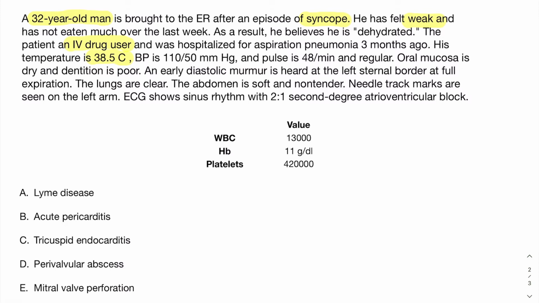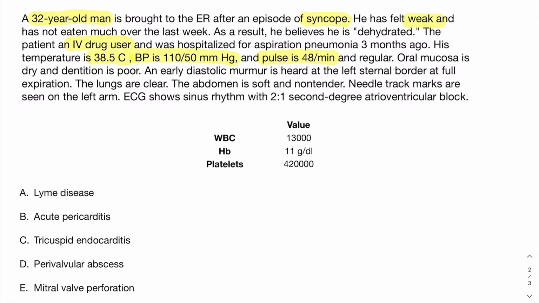Again, points toward infective endocarditis. And his blood pressure, what do you think of his blood pressure? So here's the thing, his diastolic is really low while his systolic is normal. Yeah, that's right. So that means his pulse pressure is high, right? The difference between systolic and diastolic. So that seems like an important clue. And look at his pulse. That's really low. Yeah, definitely. And the oral mucosa is dry and dentition is poor.